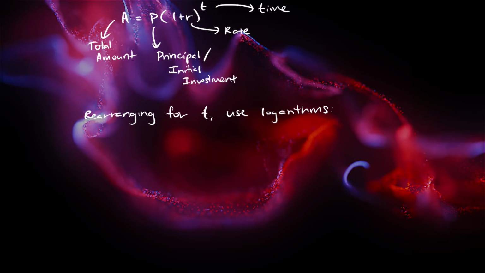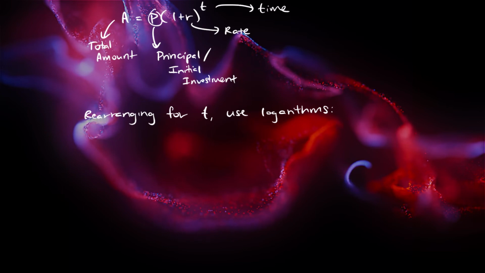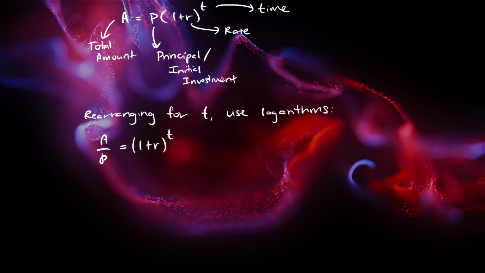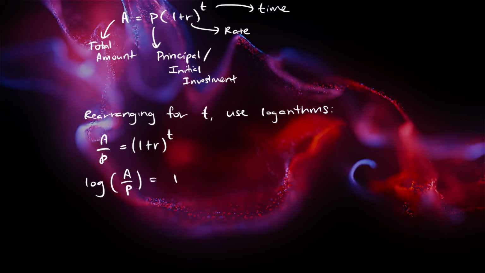Okay, now if we want to rearrange this for t, we need to essentially use logarithms. So how are we going to do that? Well, first, notice that this is a constant, so we're going to divide that out on both sides. So we're going to get A over P is equal to (1 plus r) raised to the power of t. All right, and so now we're going to use our logarithm. So we're going to apply the logarithm function to both sides. So the log of A over P is equal to the log of (1 plus r) to the power of t.